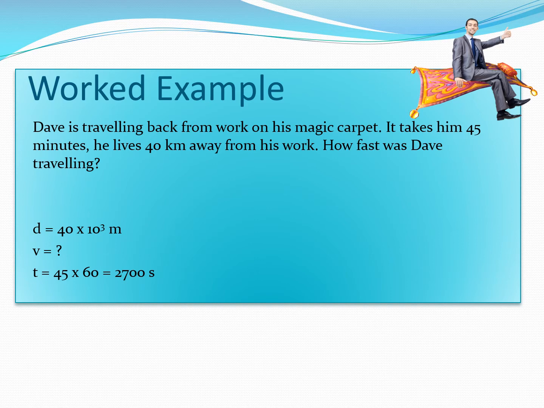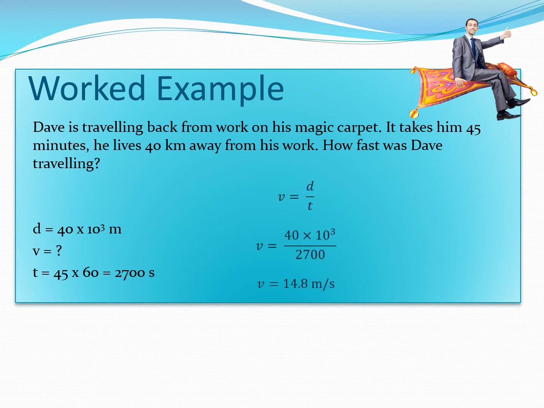Okay, the distance was 40 kilometers. We need to remember that kilometers, that means times 10 to the power of 3. We don't know the speed, which we're trying to work out. And then the time was given to us in minutes. So we need to remember that the standard unit for time is seconds. So we have to times our minutes by 60 to get the time in seconds.